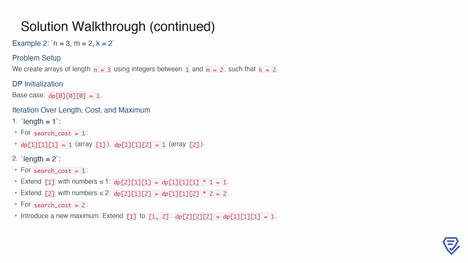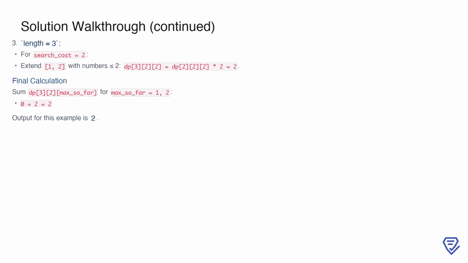When search_cost equals 2, we introduce a new maximum by extending 1 to [1, 2], resulting in dp[2][2][2] equals dp[1][1][1] equals 1. These values set the stage for the next step when length equals 3. For length equals 3 and search_cost equals 2, we extend arrays of length 2 that already have a search cost of 2. Specifically, we take [1, 2] and extend it with numbers less than or equal to 2. This results in dp[3][2][2] equals dp[2][2][2] times 2 equals 2.